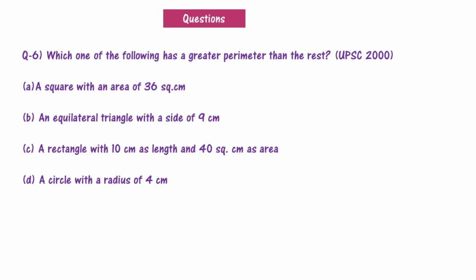Now comes the UPSC 2000 question, which says: which one of the following has a greater perimeter than the rest? First option is a square with an area of 36 square centimeter. Second is an equilateral triangle with a side of 9 centimeter. Third option is a rectangle with 10 centimeter as length and 40 square centimeter as area. Last option is a circle with a radius of 4 centimeter. Now please solve this question.